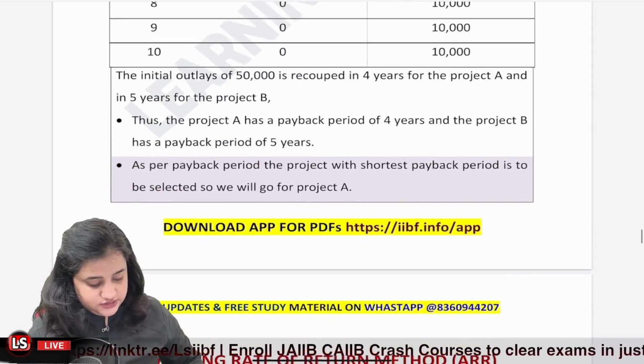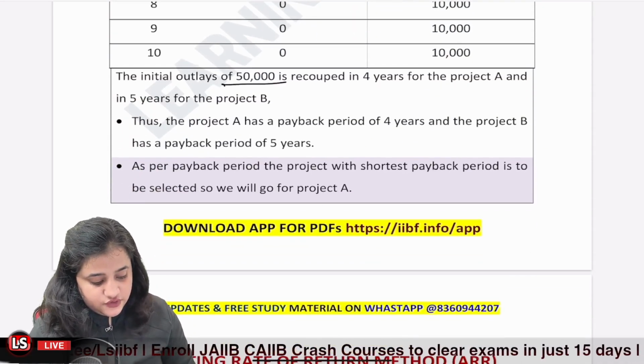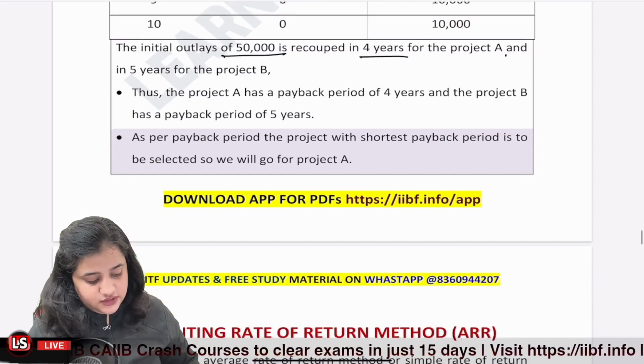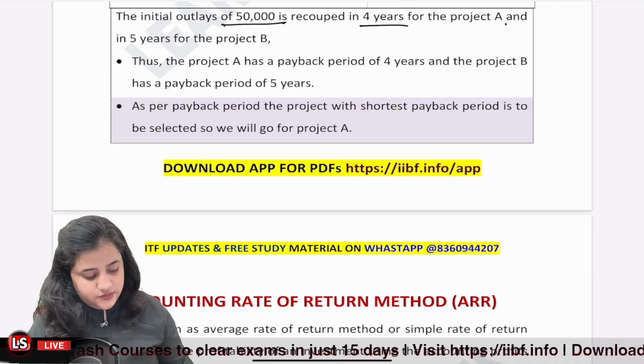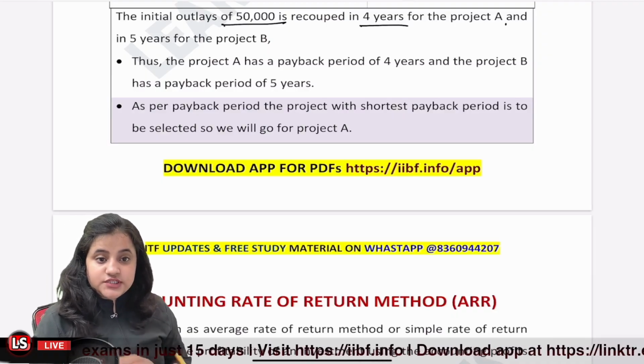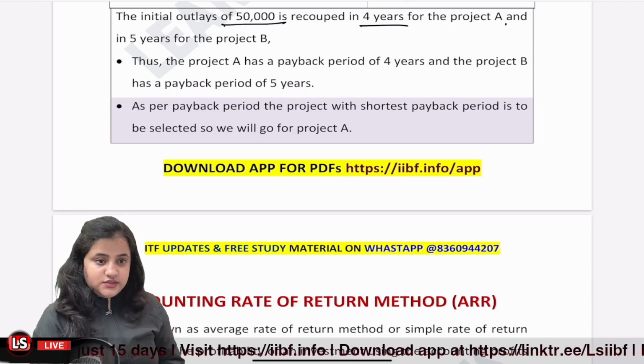I can make my decision here. Initial cash flow is same, recovered in 4 years in project A and 5 years in project B. Therefore, project A has shorter payback period and we can invest in project A. We will choose this basis when time is of concern.